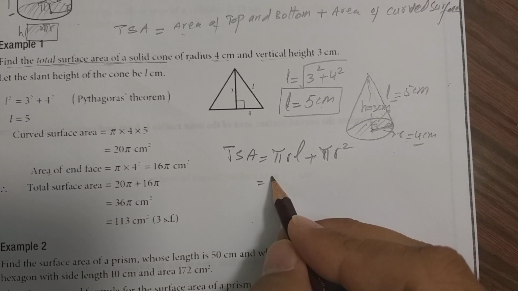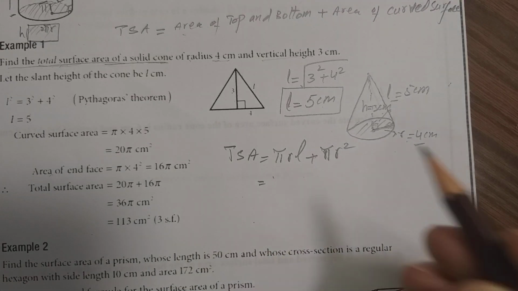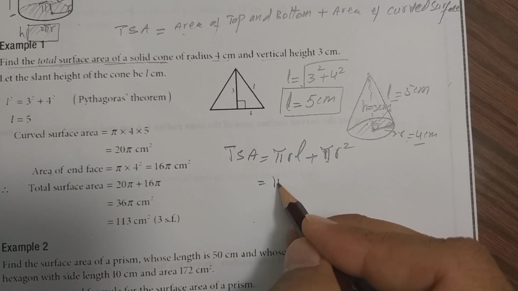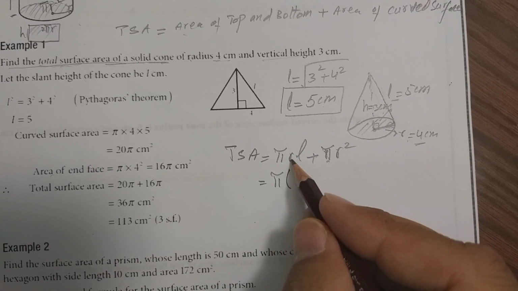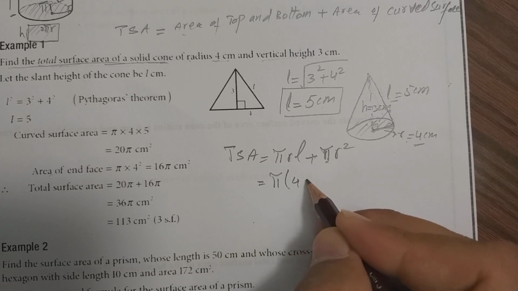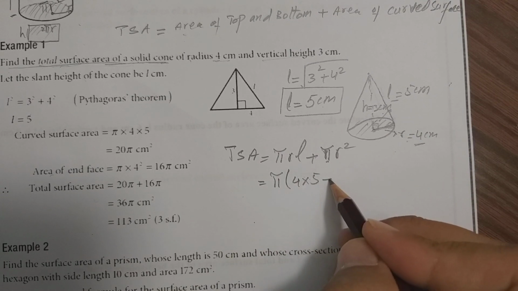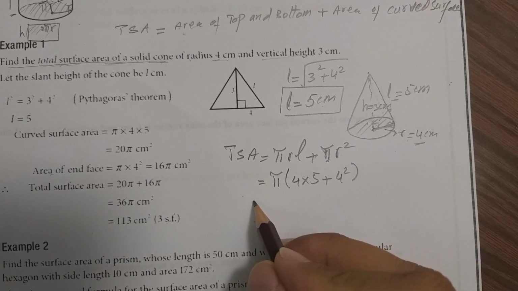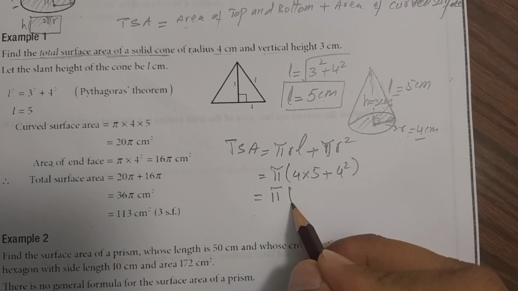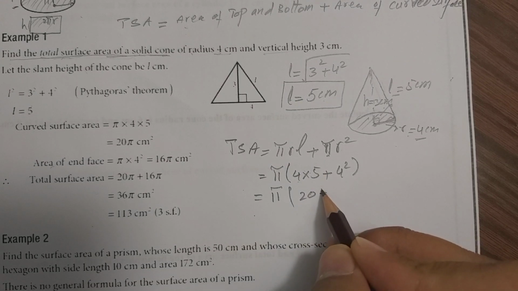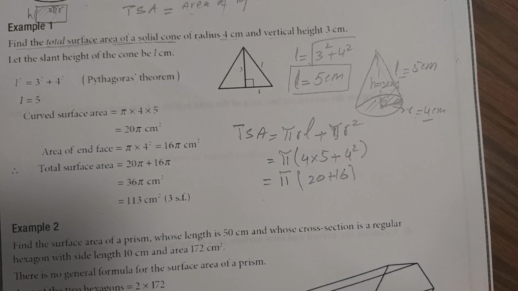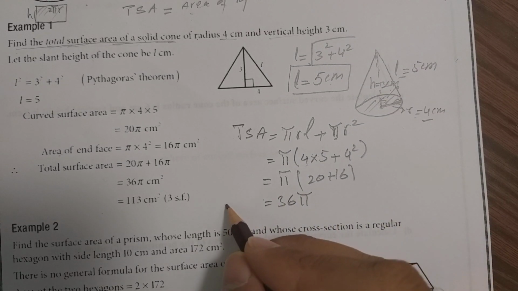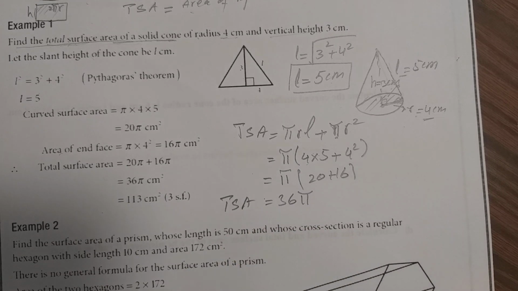Either you can use the pi button from the calculator, or I'm just writing it as it is, taking pi outside. We know that r equals 4, times l equals 5, plus, taking pi outside, r squared, which is 4 squared. Simplify it: 5 times 4 is 20, plus 16. 20 plus 16 becomes 36. So it becomes 36 pi. This is the total surface area.